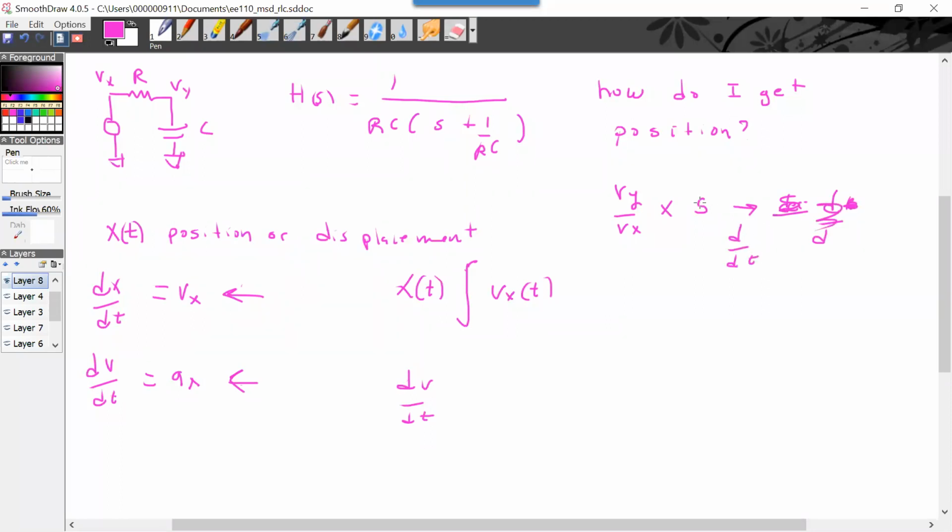Okay. Multiplying by S in the frequency domain is the same as taking the derivative in the time domain. And then if I need to take the integral, I multiply by 1 over S, and that's taking the integral in the time domain. Why don't I review that right now?